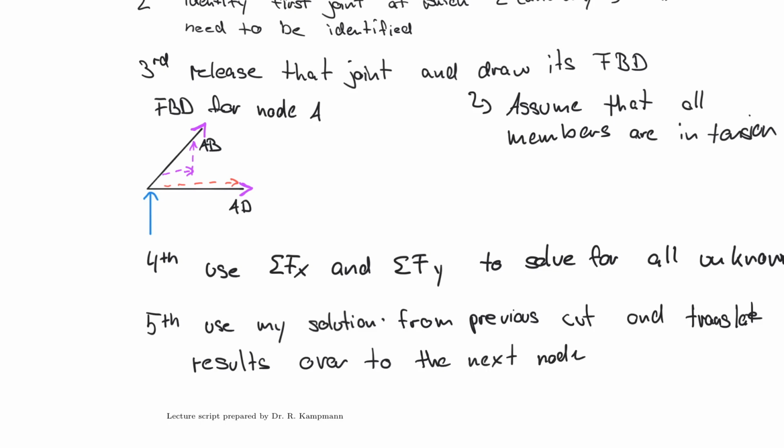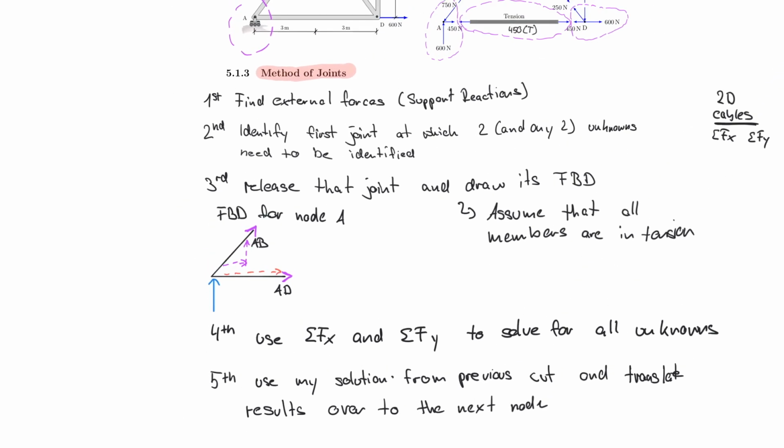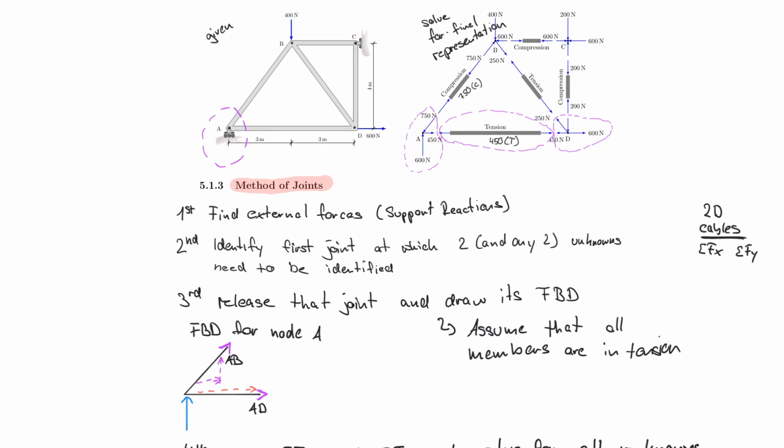So I'm going to do that conceptually as well. So let's say I calculated AB. Let's take a look at the structure again. So let's say I calculated AB and I already know that I must flip this arrow around. So that means that I know what's going on here at AB, but AB is also acting at this node. So I can translate that result over to node B.